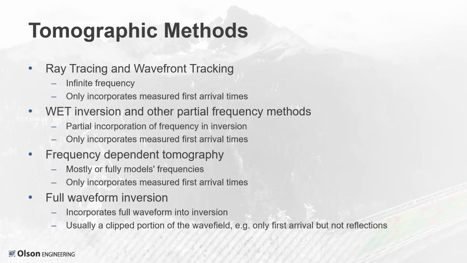And lastly, we have full waveform inversion. This uses not just arrival time, but the shape of the wavelets as part of its inversion, and the advantage to that is you have a large increase in resolution. One misconception is that when you do full waveform inversions, you're not usually using the full shot gather. You're usually using a clipped portion of the wave field. So if we're doing full waveform inversion for refractions, we'll clip out the refractions, and that will be what we're using for inversion. Currently in commercial software, we really only see infinite frequency and partial frequency methods.